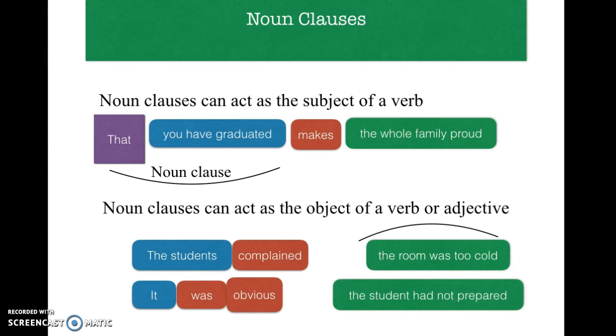Now the first one, when it's a subject, you need it. There's no choice. You have to have it. But when it's the object, that is optional. You can include it or you can leave it out.